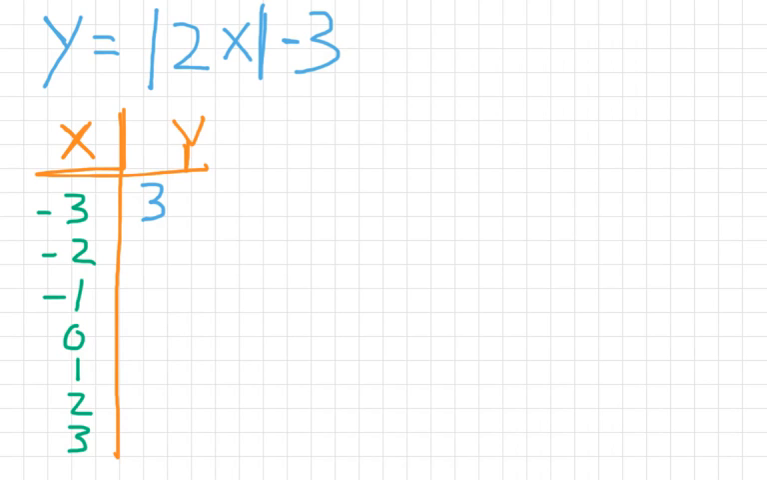When I plug in -2, -2 times 2 is -4. The absolute value of that is 4. Take away 3, and you're at 1. When I plug in -1, 2 times -1 is -2. That absolute value is 2. Minus 3 gets you -1. If I plug in 0, the absolute value of 2 times 0 is 0. That's still 0. Minus 3, you get -3.